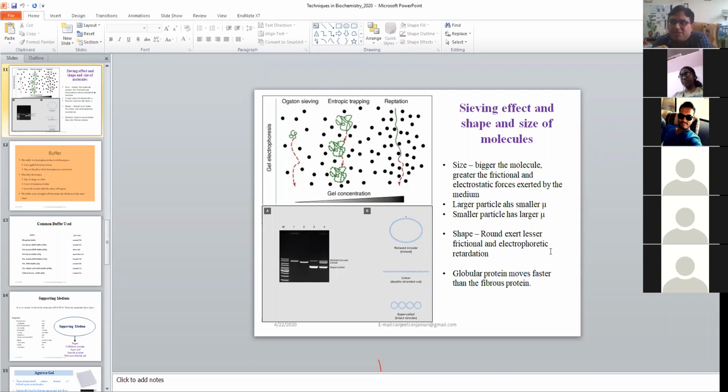Third is reptation. This is a term where we are using a high concentration of the gel, where the pores will be very frequent, and the cohesion or attraction between the particles will be very high. Here, in the initial step itself, when you provide the electric field and your particle enters the gel, it will take a linear step. So in this case, most of the time we get the perfect shape of the band in reptation type of sieving effect.